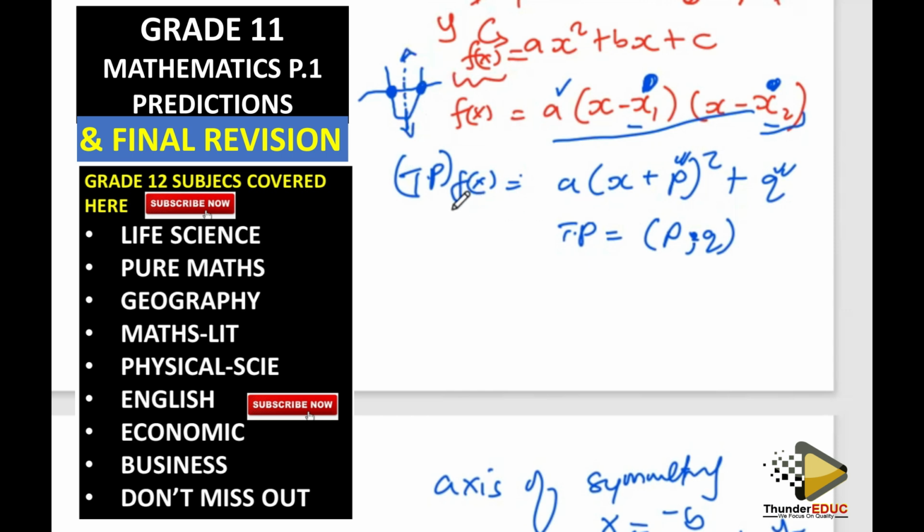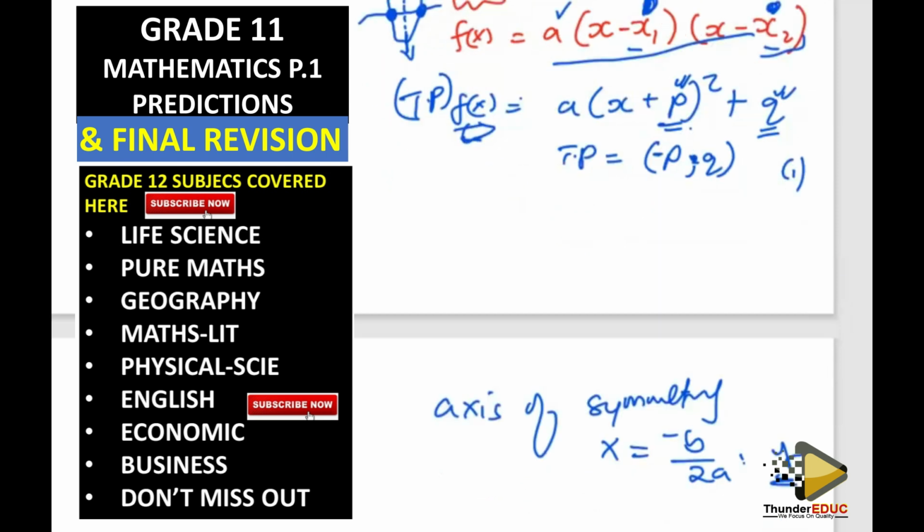If you have the turning point format, you don't need to calculate. In most cases, if they ask you such a question, they'll give you 1 mark because the answers are just there. All we need to do is switch the sign. If there's a plus in the brackets, then you have a minus there. If there's a minus in the bracket, then you shall have a plus. The sign of the q will always be the same. If there's a plus q, then that's a plus q. If it's a minus q, then we end up with a minus q.